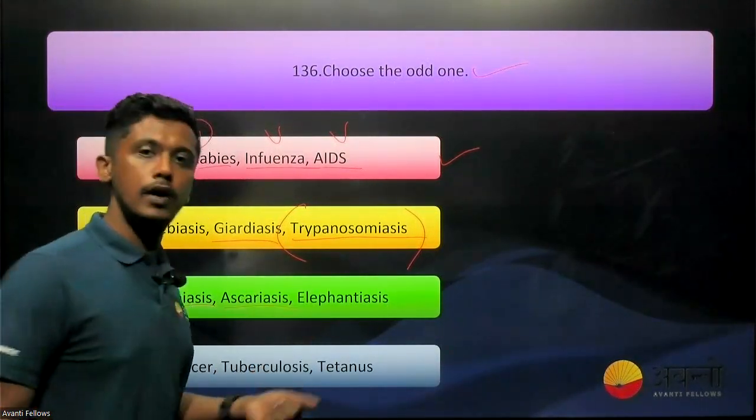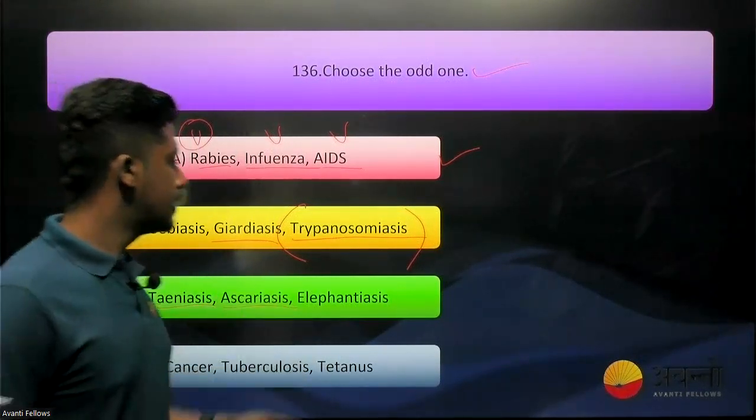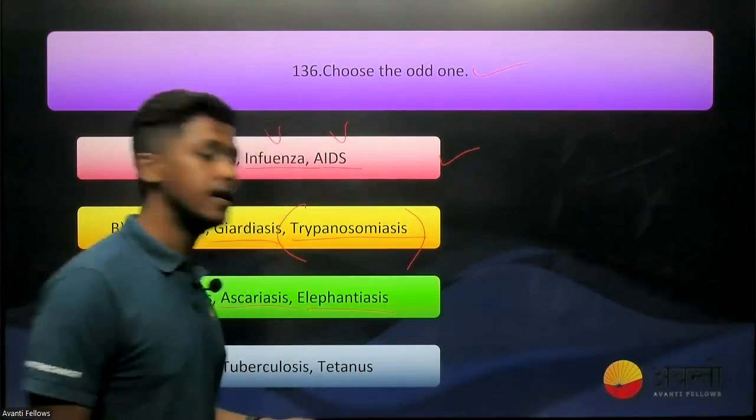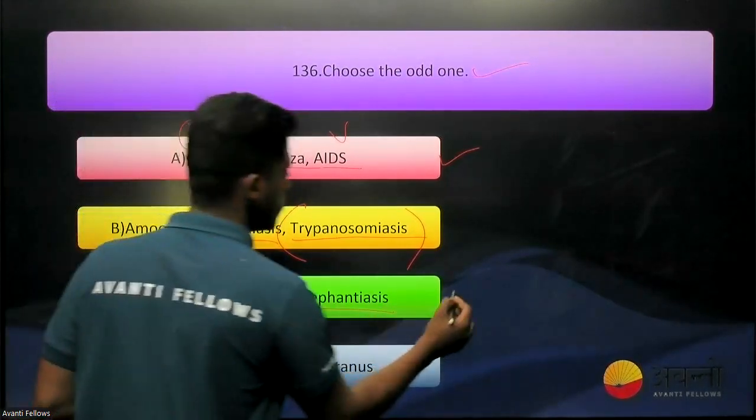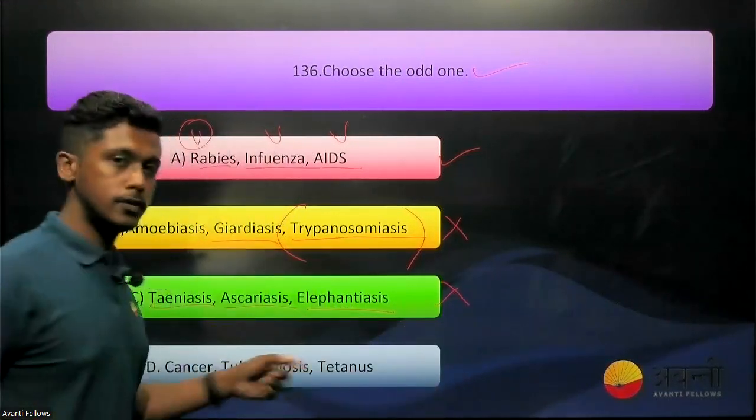Ascariasis, it is also a parasite, which is a roundworm. Elephantiasis is caused by a filarial worm. So these two belong to one category, and this one belongs to the other category. So these two options become wrong.